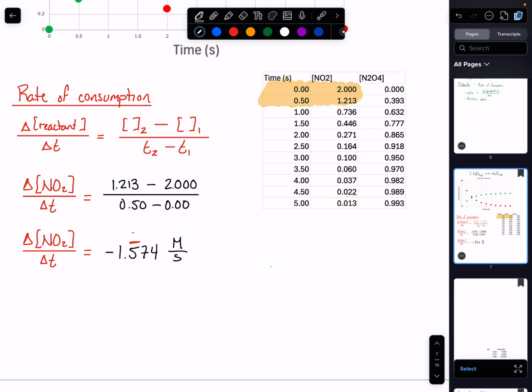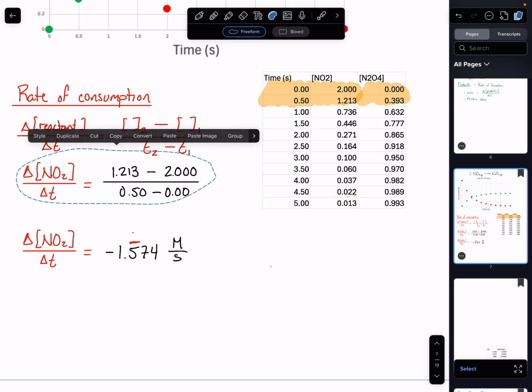You may see instances where it's concentration over minutes or something like that. We are going to default to that IUPAC standard, the seconds. But yes, concentration over time is our rate units. Okay, great. So now y'all are going to take a second and, for that same time point, calculate that rate of formation of our product.